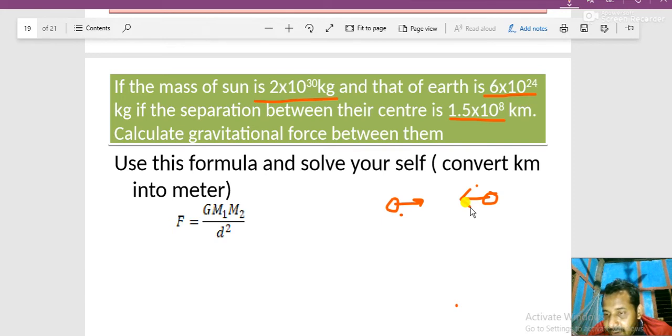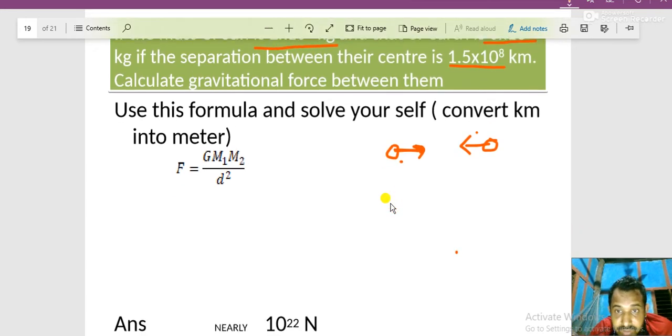Why doesn't it attract? You might get a question, and you can say there is an attractive force, but the earth is not moving towards the sun. Let's go down. You can solve this question.